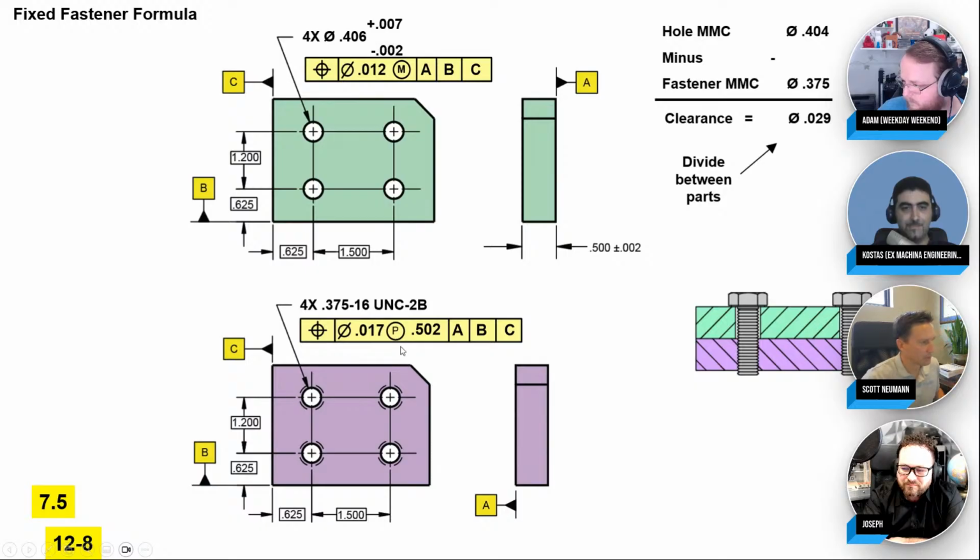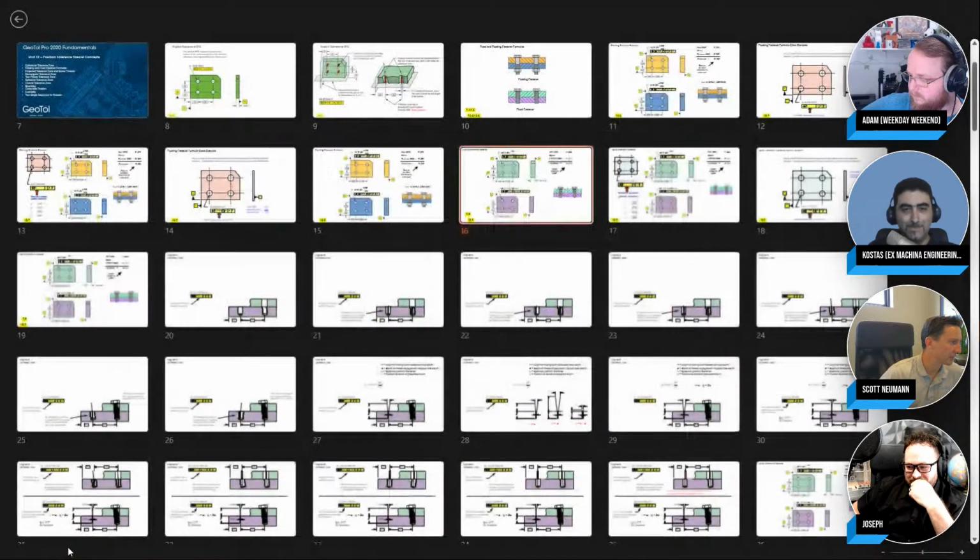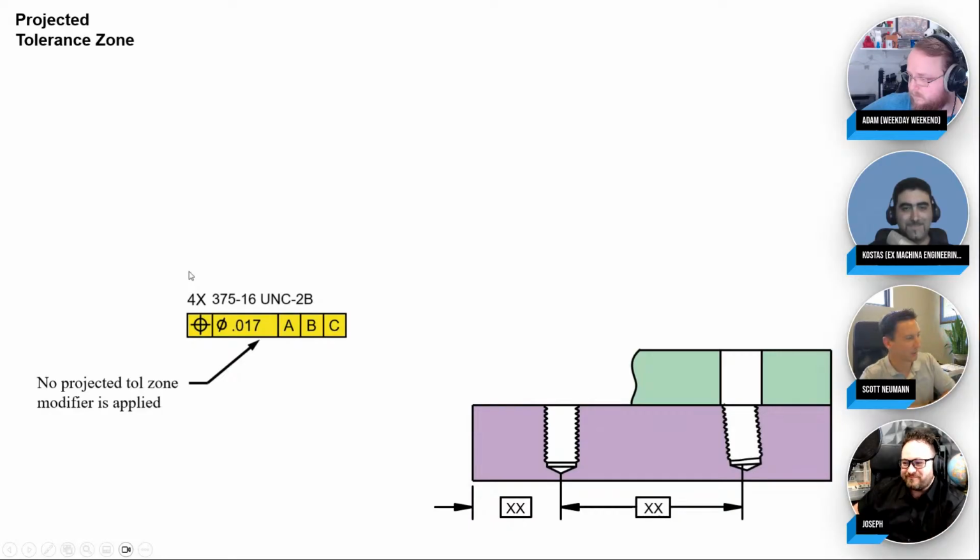I guess we should maybe talk a little bit about the projected tolerance zone. I think that would be a good one to discuss. Yeah, that's a really cool modifier. Boy, that is an underused and underappreciated modifier. So let's look at position tolerance on some threads here. I zoomed in on this view, and we have a blind threaded hole here, and it's located by the basic dimensions. And then I have a cross section of what the green part, the clearance holes, would be on top.